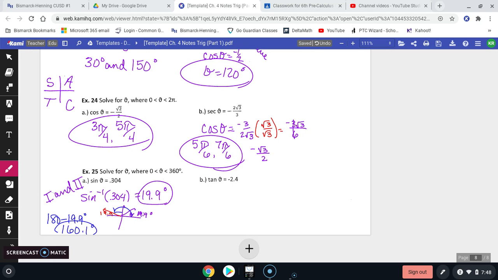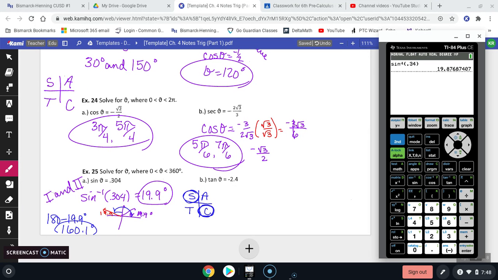Okay, I'm going to be doing the same thing on the tangent, and the tangent is negative. So All Snow Tastes Cold. Well, tangent is going to be negative in the second quadrant, and it's going to be negative in the fourth quadrant. So we're going to be looking for 2 angles again. So we'll go second tangent and negative 2.4, close parenthesis. Okay, now this time it gave me a negative 67.4. Okay, so we'll say theta is negative 67.4 degrees.